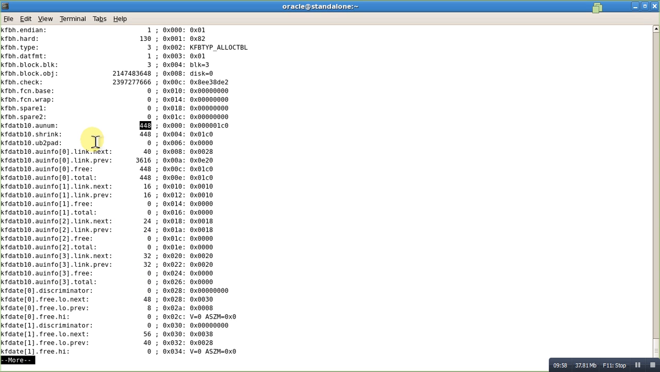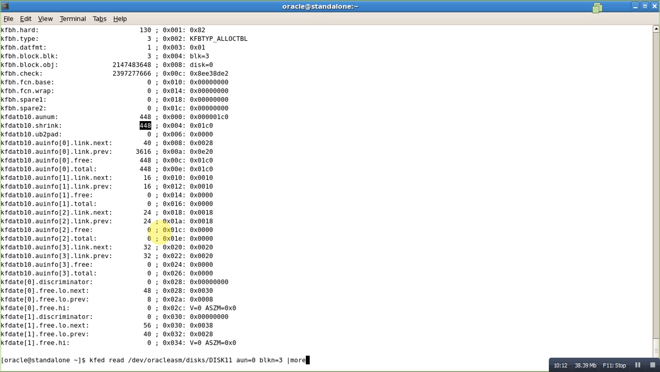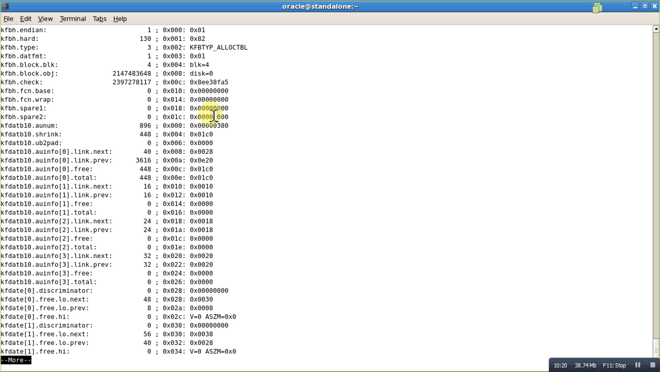Here we can see the string value 448, which means in this allocation table block we have entries for the next 448. From 448 to the next 448 entries we'll be having in this block. And similarly, if you are looking at the next block, block number 4, here the starting allocation unit number addressed in this block is 896. From 896, the next 448 allocation units will have their entries in this allocation table block.